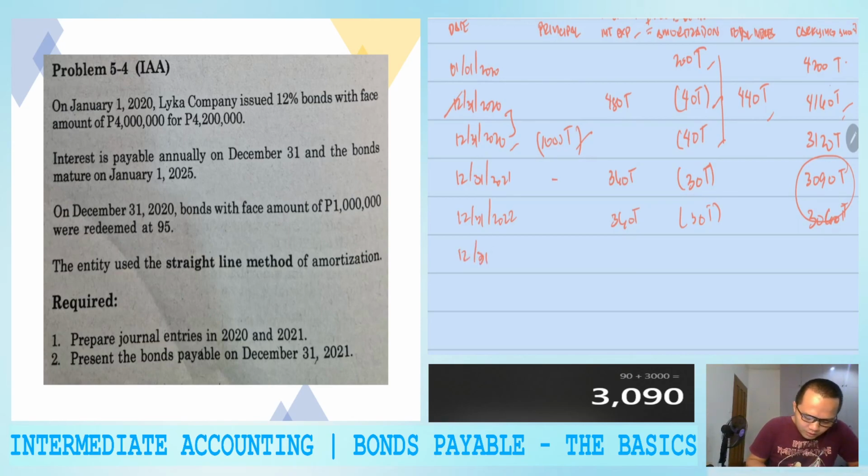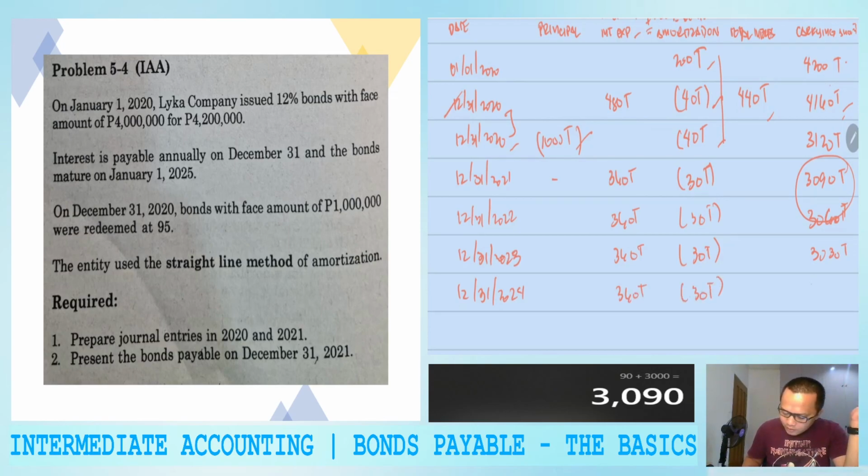In 12/31/2023, again, this is still 360, no changes. This is still 30,000. So that is 3,030,000. On 12/31/2024, last year, last interest payment natin, di ba? Kasi this will be paid on January 1, 2025 na. 360,000, 30, and then the carrying amount is now 3 million, di ba? Correct?